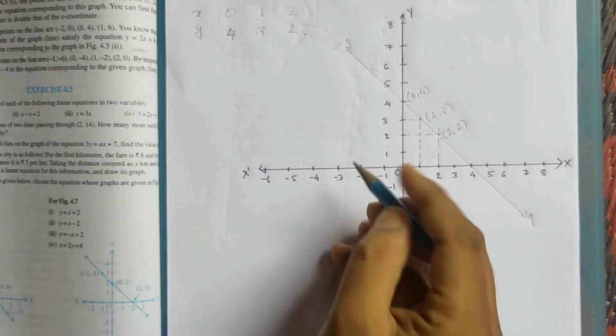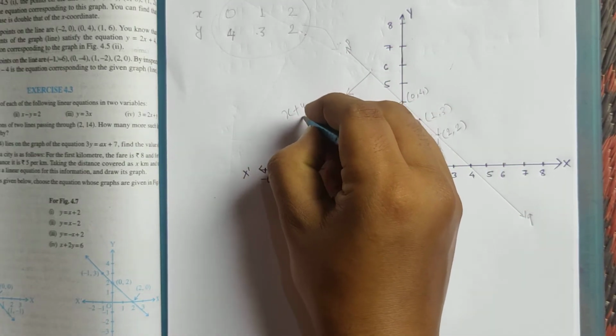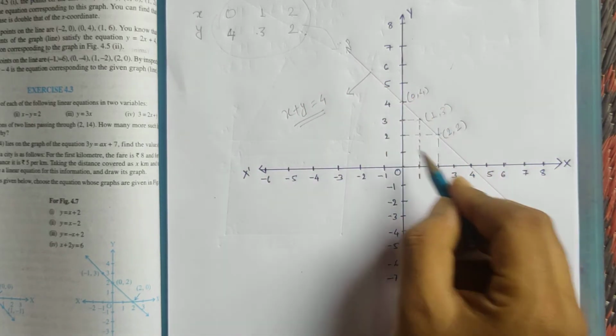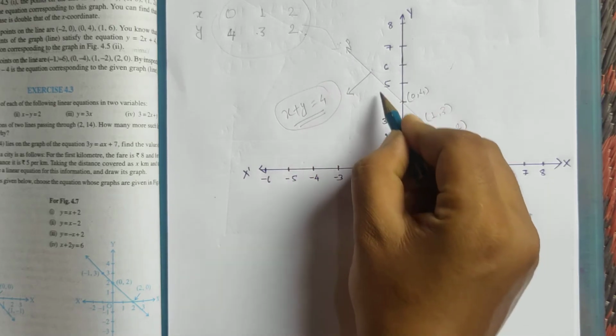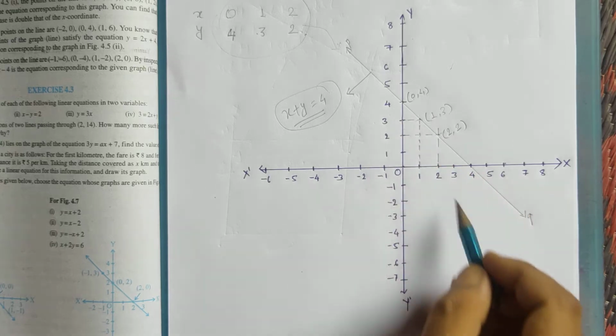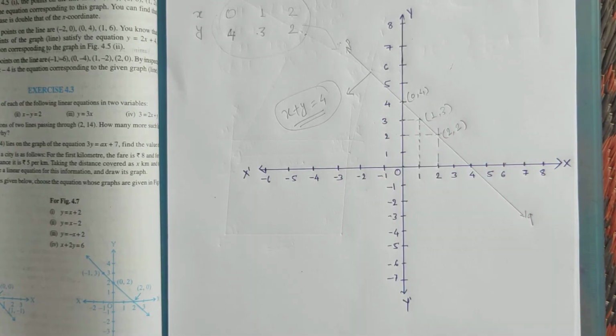Okay, so we have to write the name of this line as x plus y equal to 4, which is the given equation. So this line represents this equation. And the three different points on this line are (0, 4), (1, 3) and (2, 2). That much we have to do in this question.